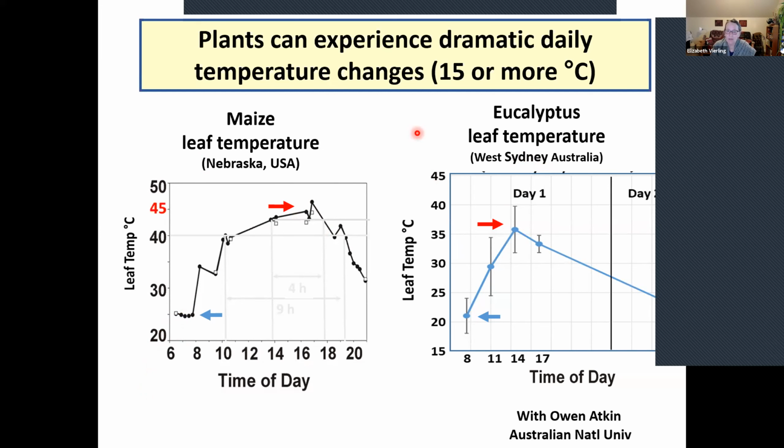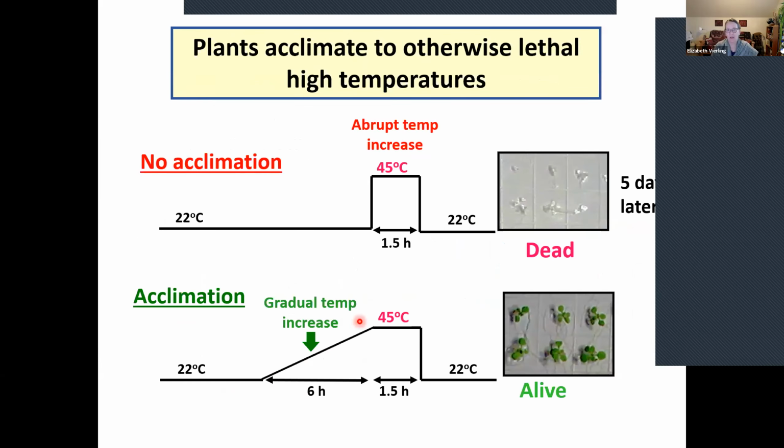And we think that this is a common occurrence and that plants are able to acclimate over the course of this daily temperature change. The importance of how the temperature rises only gradually during the day is illustrated in our experimental system, which is Arabidopsis. So I just show here that plants can acclimate to otherwise lethal temperatures.